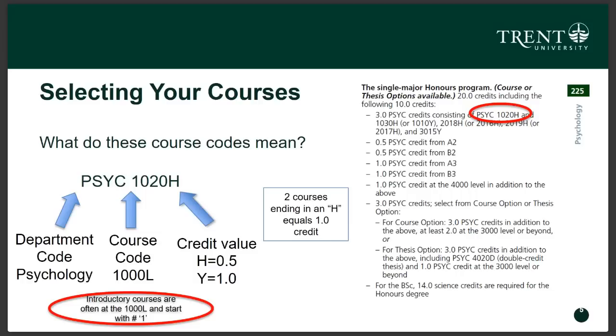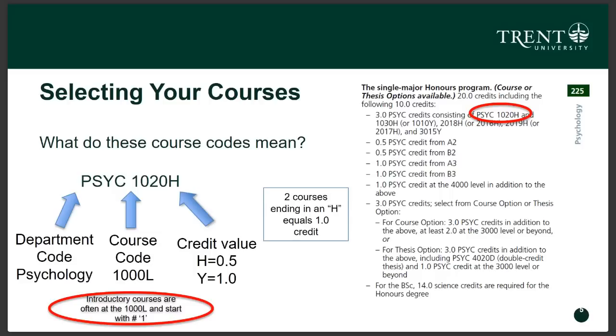The letter at the end of the number is either an H or a Y, and this is going to tell you how much it's worth. I've told you that you have 20 credits for your entire degree, and now this course in particular, being an H, is a half course. That's a 0.5 credit course. So in order to get 20 credits, you would need 40 of these H courses. Some courses at Trent, however, end in a Y, and that means that course is a full year course, and it accounts for 1 full credit.